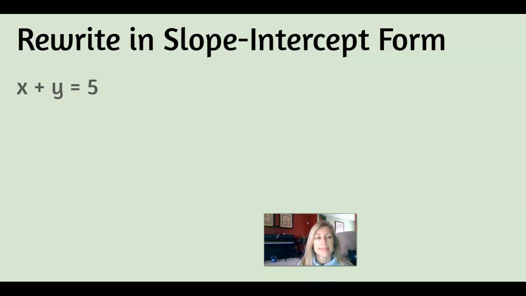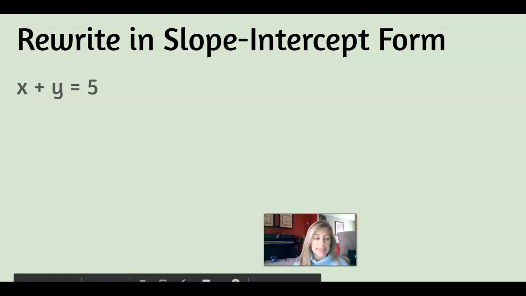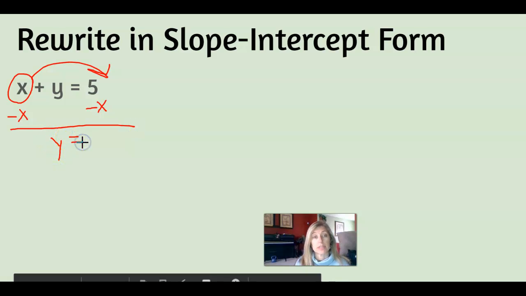Okay, so how do I rewrite this equation in slope-intercept form? It looks pretty simple, so let's work on that. I want to take these x's and move them over here. Well, there's only one, so all I have to do is subtract that x on both sides. Now I have y equals, and I always write my x's first, negative x plus 5. When it comes time to graph this, it's easiest to think of negative x as negative 1 over 1x.